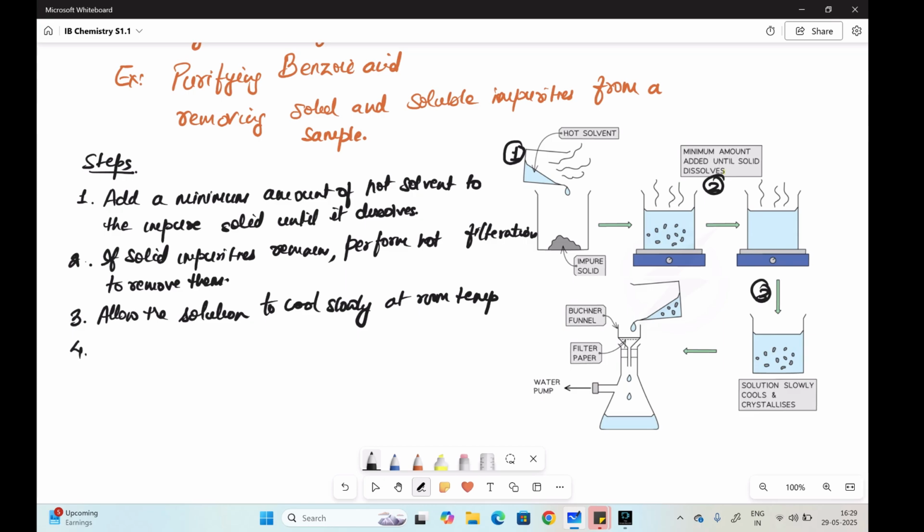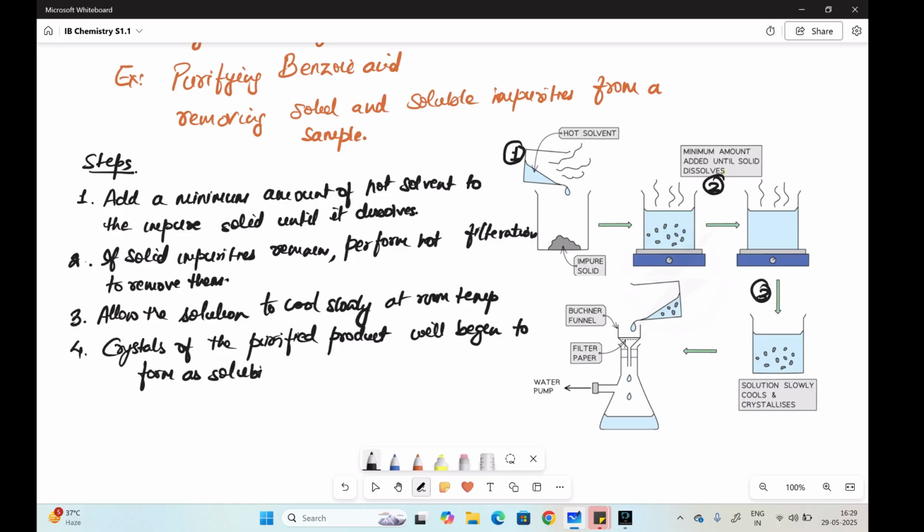Now what you will find, you find the crystals are formed. So crystals of purified product will begin to form as solubility decreases. Now you have to collect the crystals. Very easy method, by filtration you can separate it.